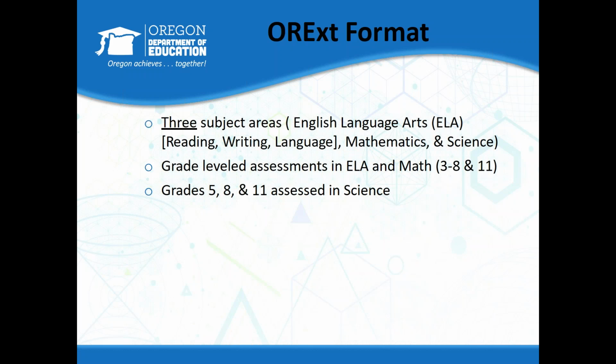The Oregon Extended Assessment consists of the following three subject areas: English Language Arts, ELA, which includes reading, writing, language, mathematics, and science. Grade level assessments in ELA and math, grades 3 through 8 and 11 inclusive. For science, as I mentioned earlier, grades 5, 8, and 11 are assessed.